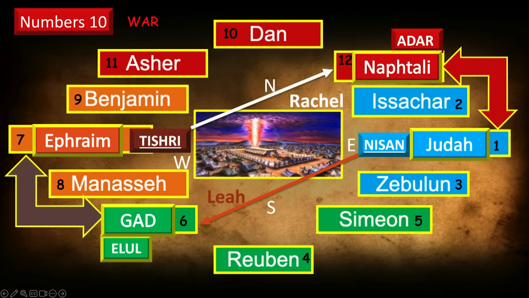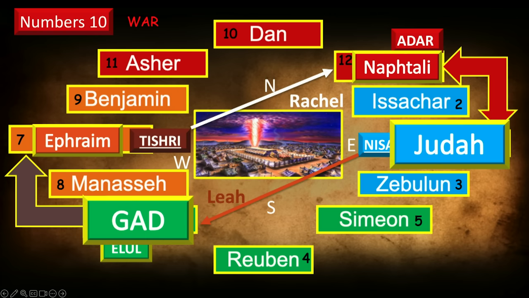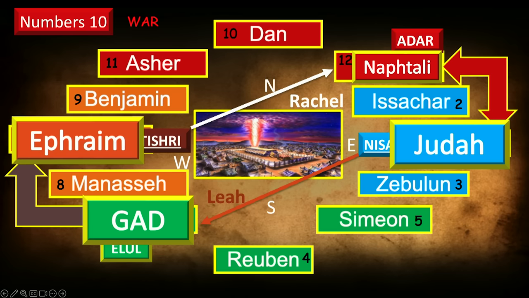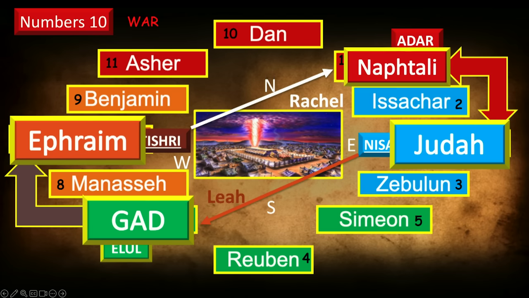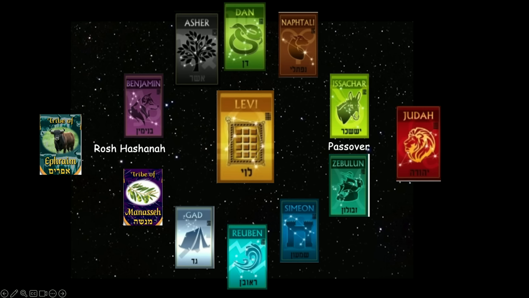Naphtali hands it back to Judah. So what I want you to remember is Judah is first and Gad is last when it comes to Leah's kids. And then Ephraim goes first and Naphtali goes last. Everyone see that?